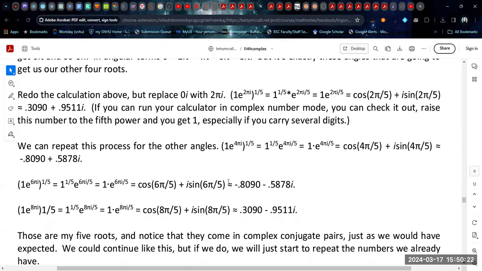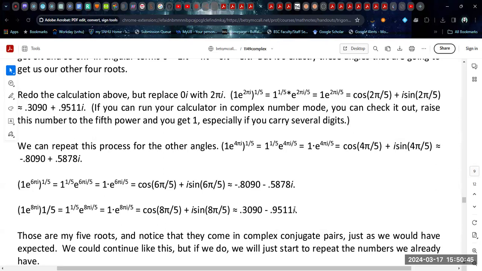And if I do 6 pi over 5, I'm going to get another 1. And if I do 8 pi over 5, I'm going to get another 1. And notice that we have complex conjugates here. So this is 0.3090 plus 0.9511i, and here is 0.3090 minus 0.9511i.